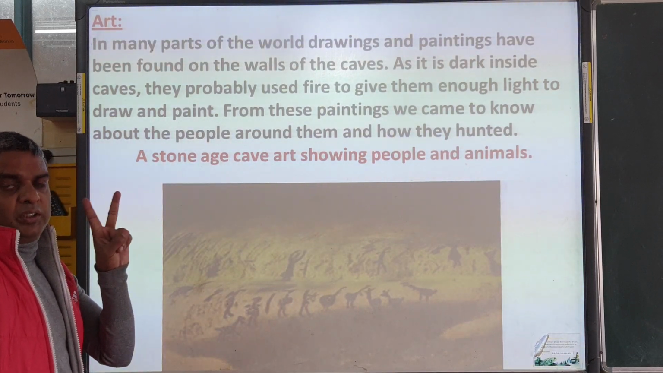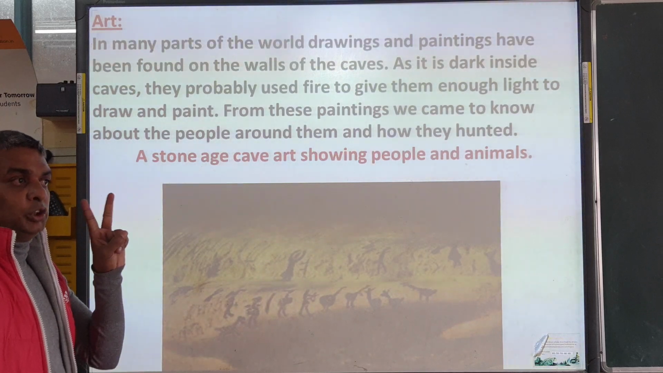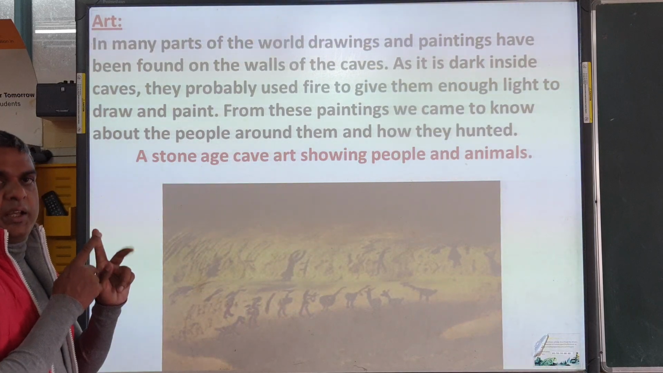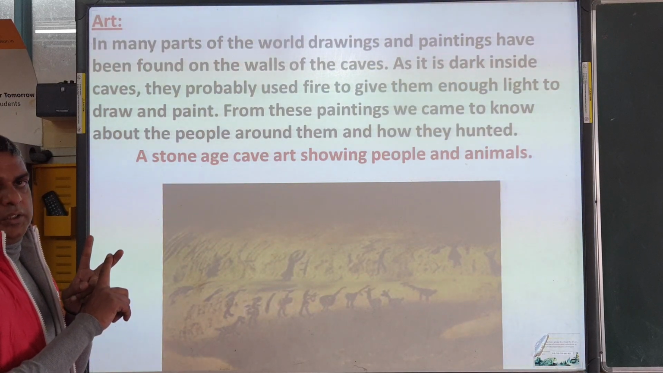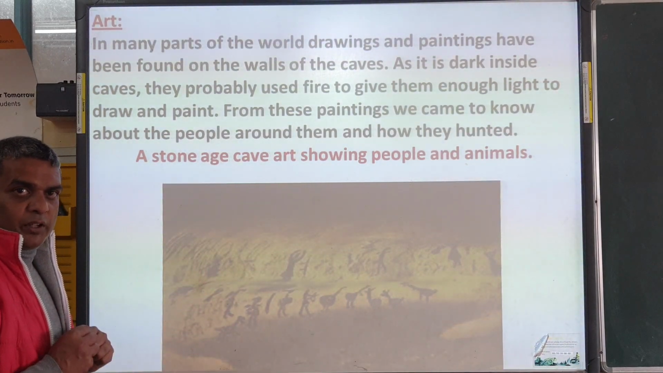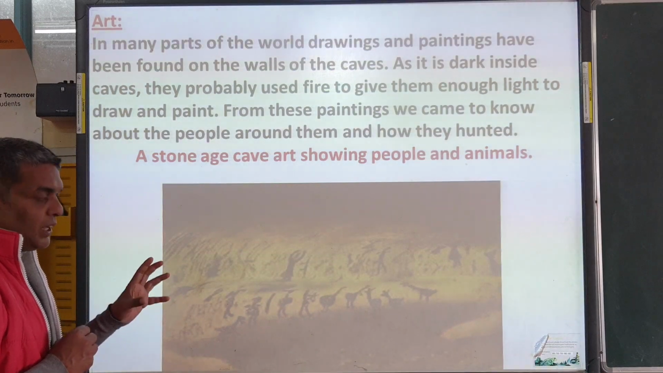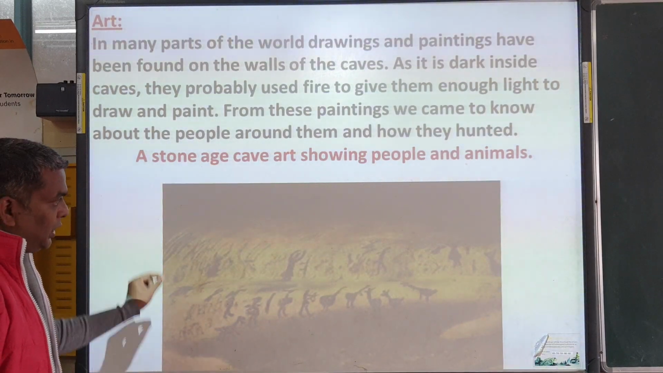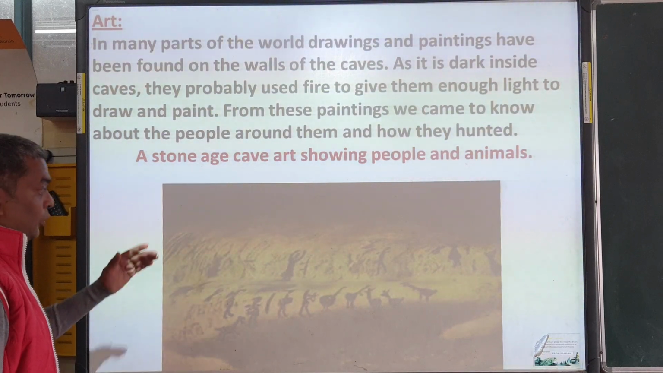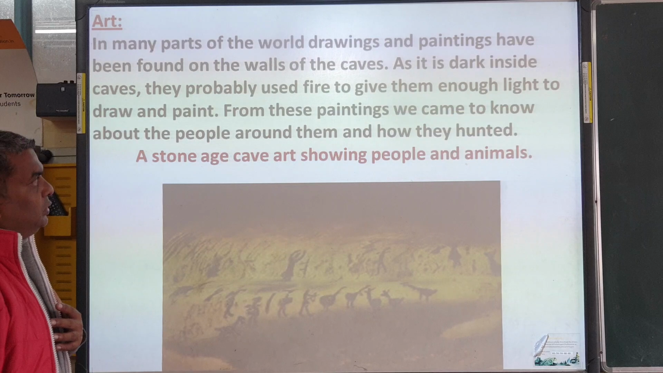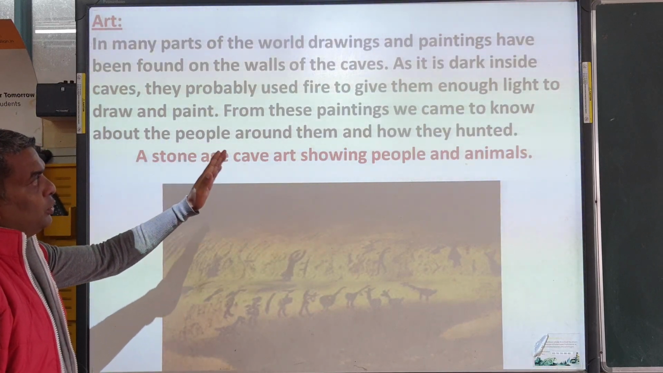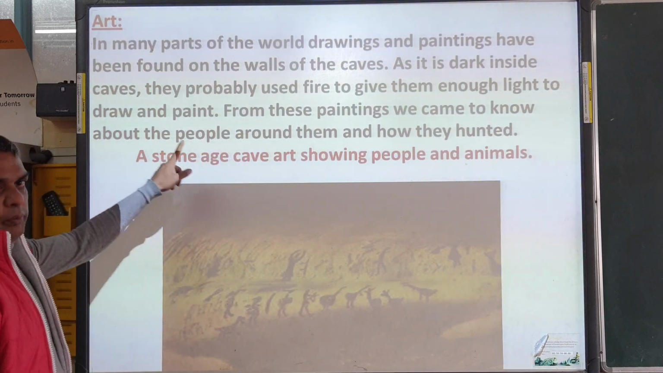As it is dark inside the caves, they probably used fire. Remember, in our previous lesson we learned that human beings learned two important things: how to make tools and the discovery of fire. So the fire they lit to see around and keep themselves warm also gave them light to draw on the wall. They could see and then they started drawing, and from those drawings we learned a lot.